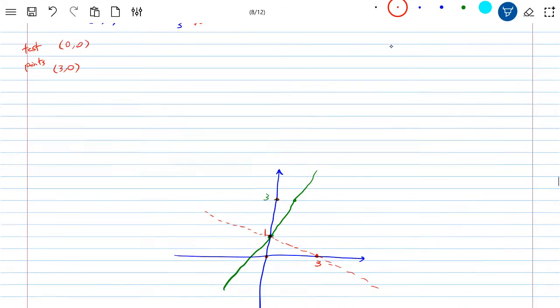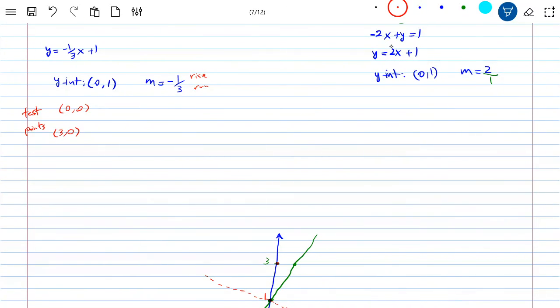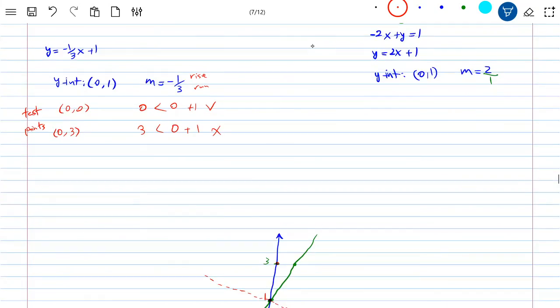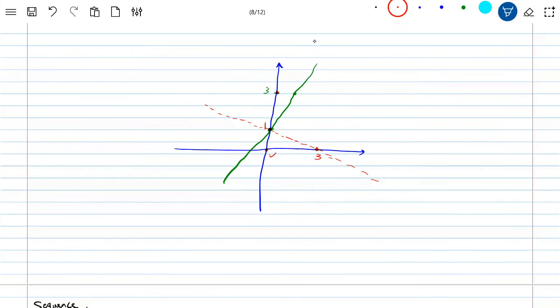One above, one below. Okay, so substitute 0, 0 into the inequality. Is 0 less than 0 plus 1? This is true. Oh, this was 0 and 3. Is 3 less than 0 plus 1? Not true. So that means 0, 0 satisfies the inequality. This one worked, the other one didn't. So what do I accept? I'll accept this area for the red one.